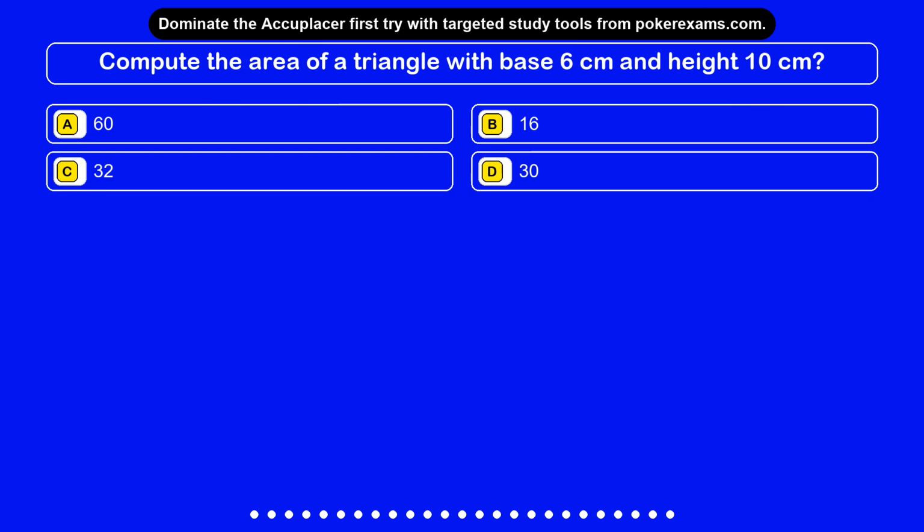Question 12. Compute the area of a triangle with base 6 cm and height 10 cm. Option A, 60. Option B, 16. Option C, 32. Option D, 30.